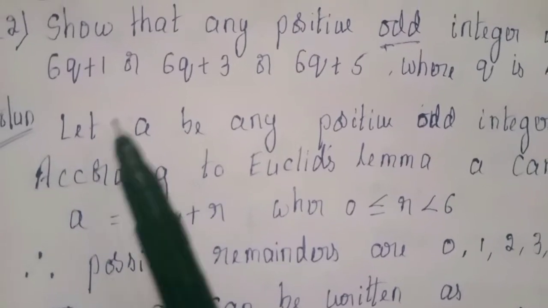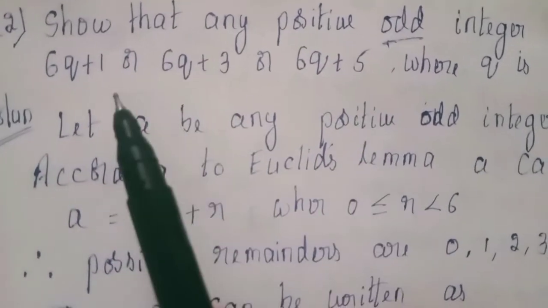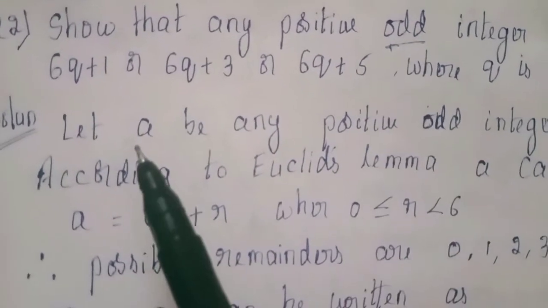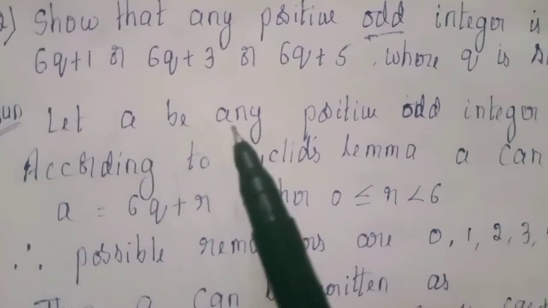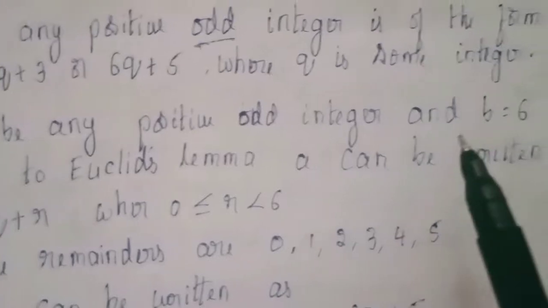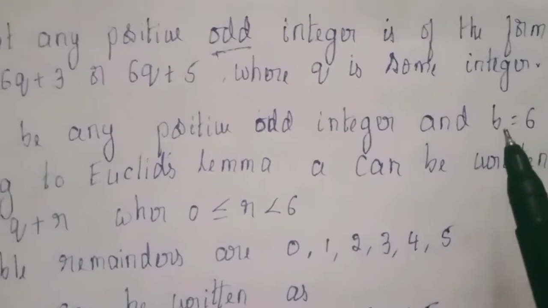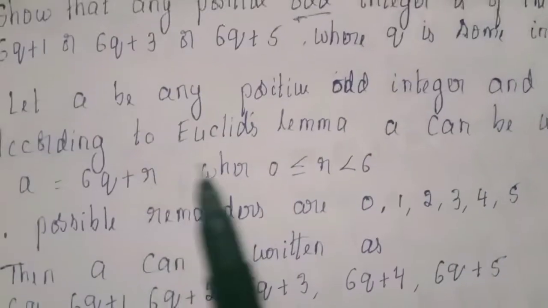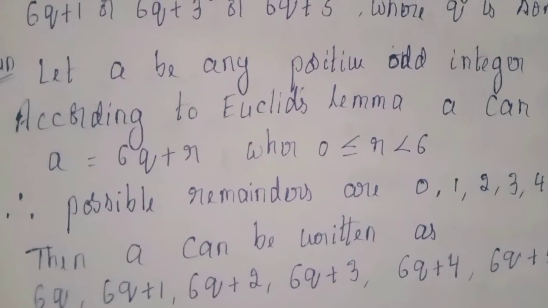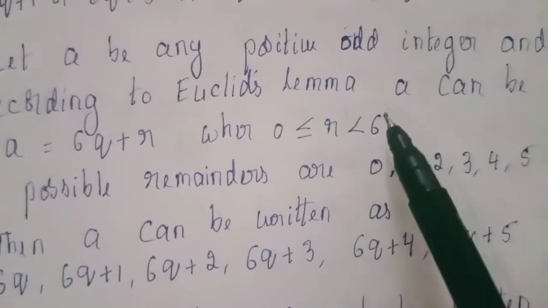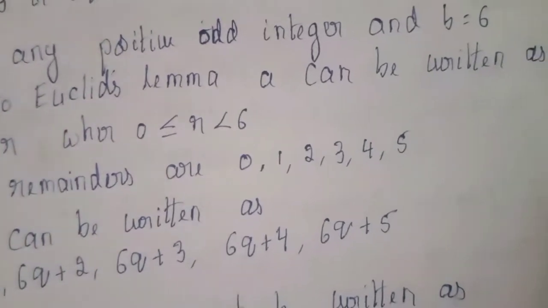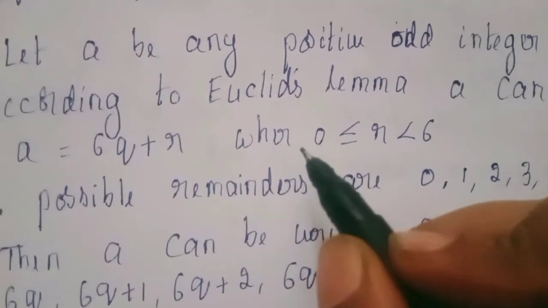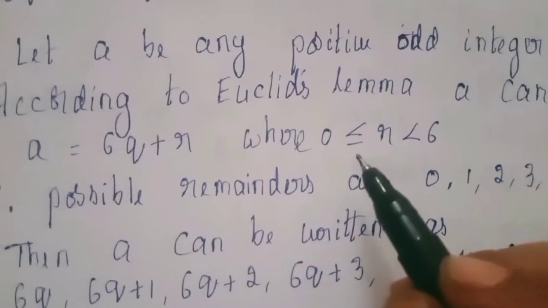So let us consider, because these are the three things where we are expressing an odd number in this form, what is that odd number? It is nothing but the dividend. So that is a. Let a be any positive odd integer and b equal to 6. As I explained, because the coefficient of q is 6, b becomes 6. Then according to Euclid division lemma, what can you write? a can be written as a equal to 6q plus r, where r is greater than or equal to 0 and less than 6.